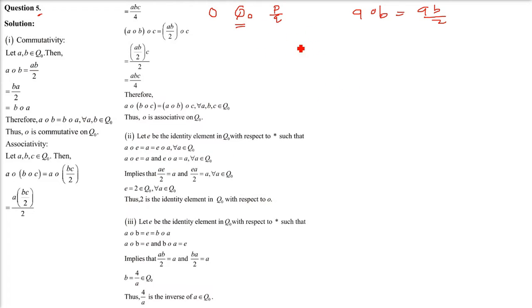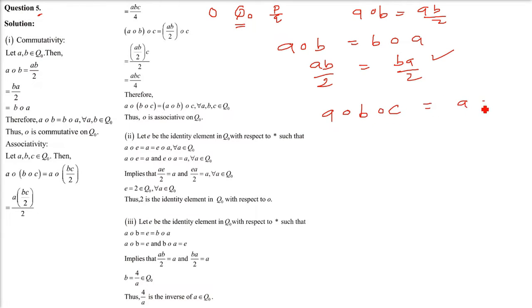First we'll start with commutative: whether A operation B is equal to B operation A. A operation B is A into B by 2, and B operation A is B into A by 2. They are equal, so this is commutative. Associative: whether A operation B operation C equals A operation B operation C, one pair at a time, A o B and then B o C.